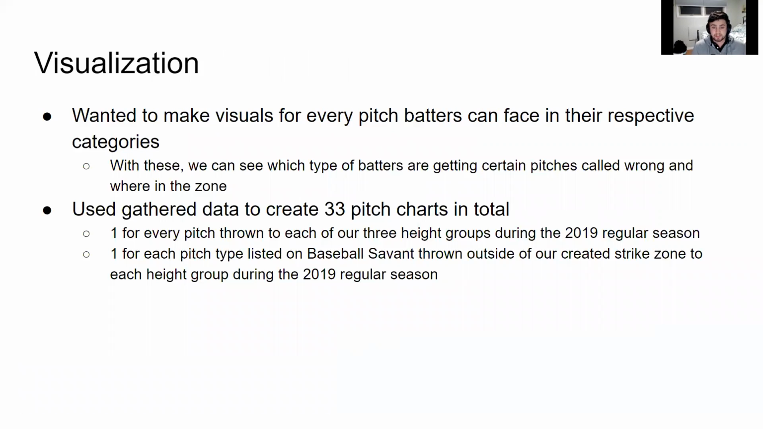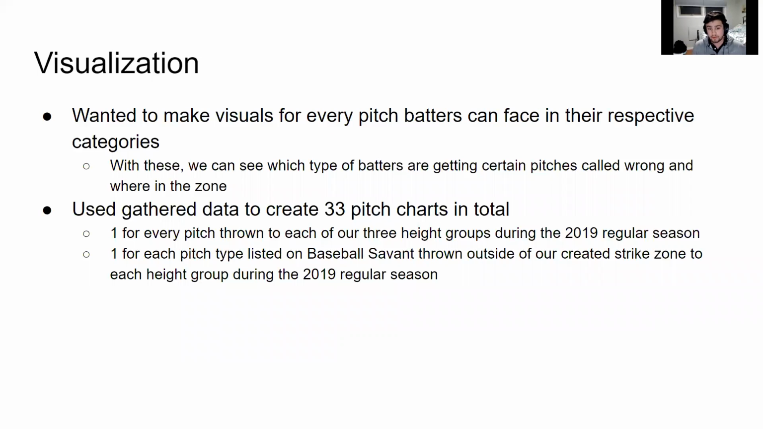Next, we decided to create some visualizations. We wanted to make sure visuals for every pitch that batters face can be in their respective categories. So with these, we could see which type of batters are getting certain pitches called wrong and where exactly in the zone. We also used gathered data to create 33 pitch charts in total.